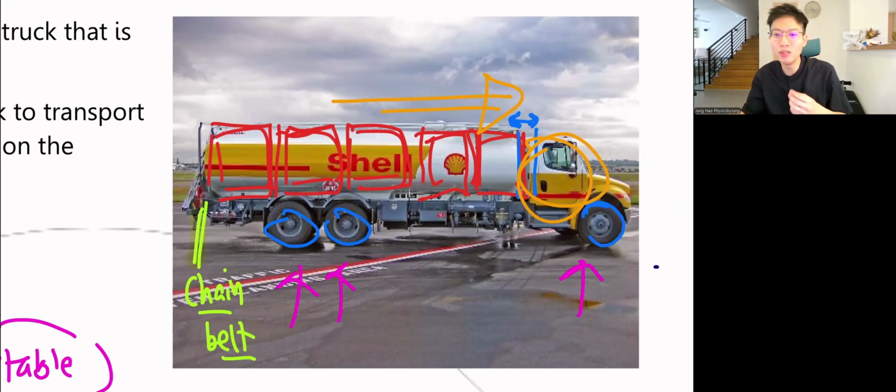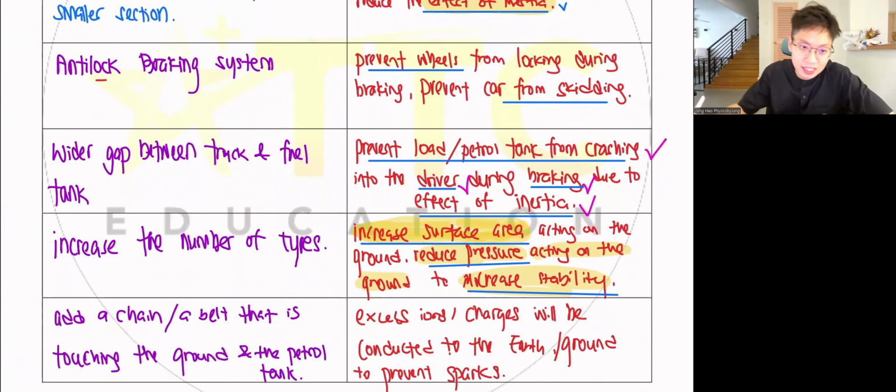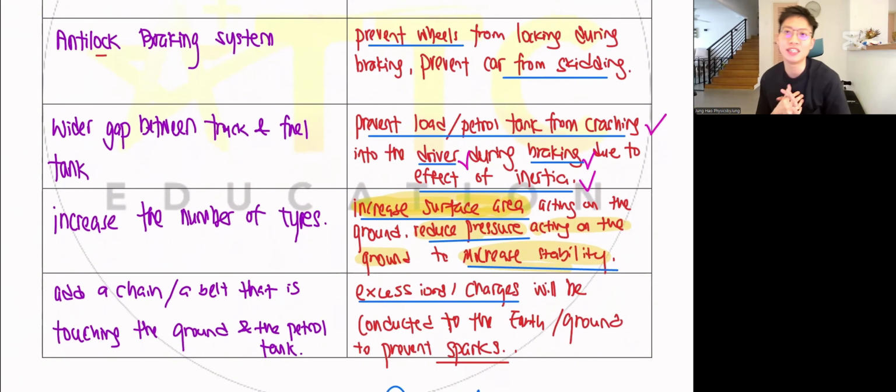Correct. It is to conduct away the static electricity. Meaning if you have extra electricity, you want to allow it to flow away. So our aim here is to conduct away the charges. We want to add a chain or a belt that is touching the ground and the petrol tank so that excess ions and charges will be conducted to the earth, or you can also say to the ground, to prevent sparks from forming, so that there will be no static electricity.